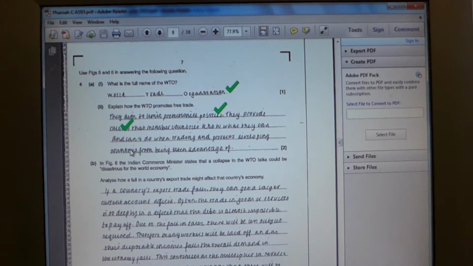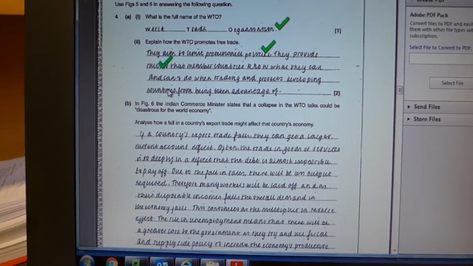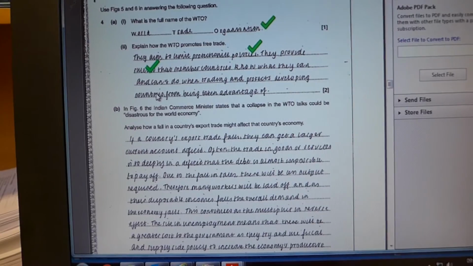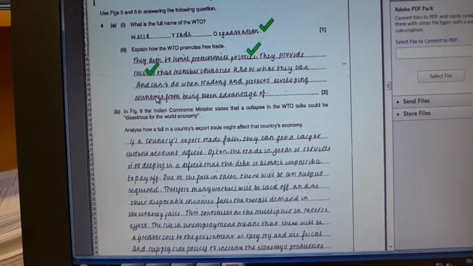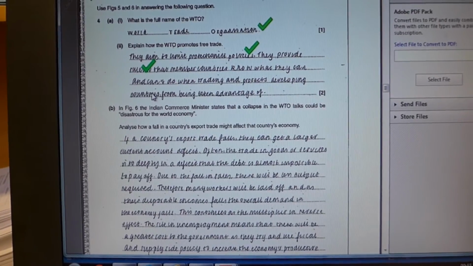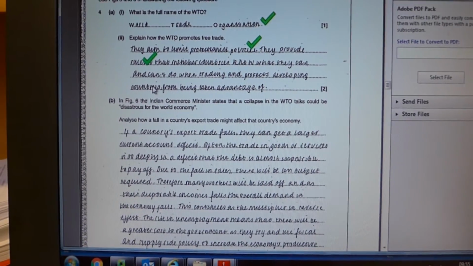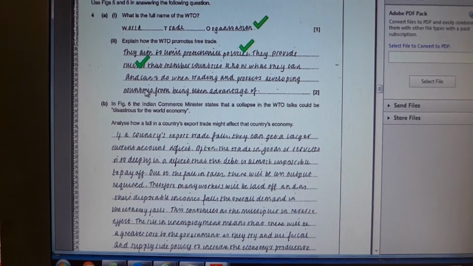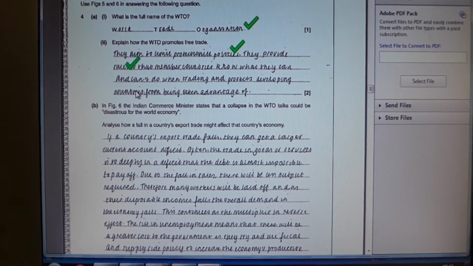What is the full name of the WTO, the World Trade Organization? Explain how the WTO promotes free trade. The WTO's role is not to introduce trade protectionist policies, as some of you wrote in your exam paper, it's to remove them. So to remove trade barriers, and again, very straightforward for 2 marks.